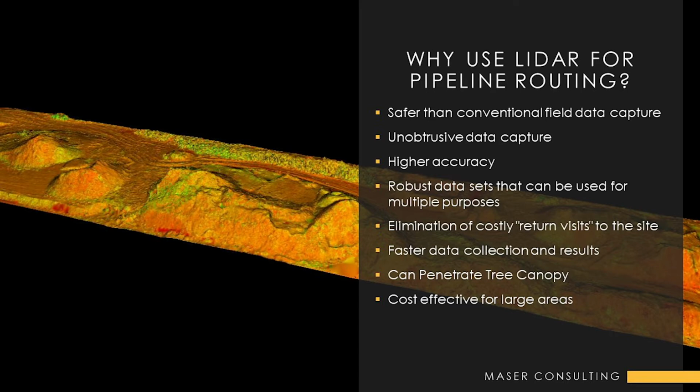Higher accuracy, that's in the sense that we're not missing anything. We can always go back into our data files and verify, this is a strange looking ditch. Is this really what it looks like? We can open up the point cloud. We can take a look and say, yep, here it is. This is definitely what it looks like in the field.